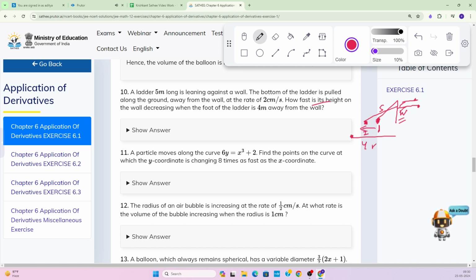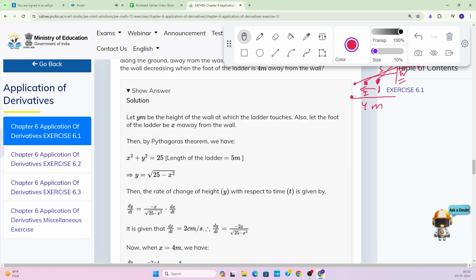So this is 4 meter. If you are 4 meter away from the wall, then your ladder position will be somewhat like this, and this is what you want to know: when the ladder is 4 meter away from the wall, how fast is the decrease in height going on.